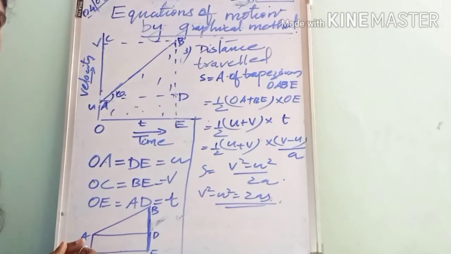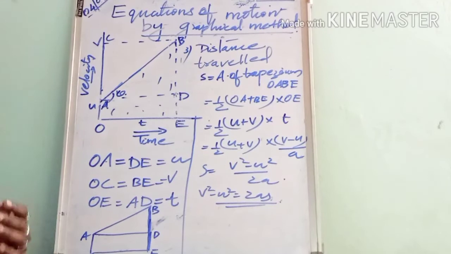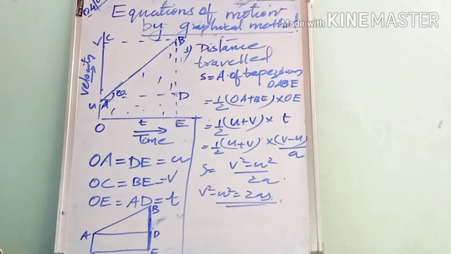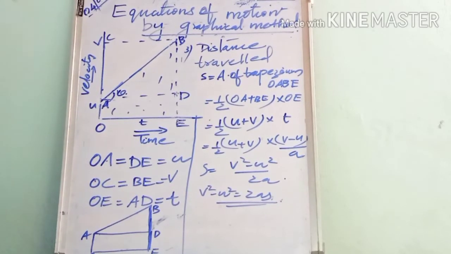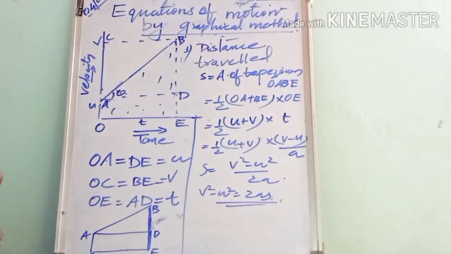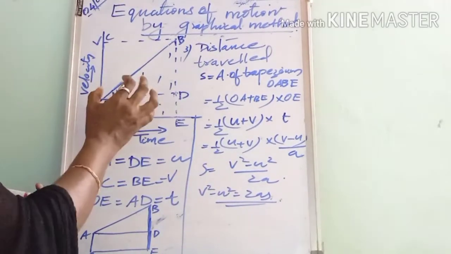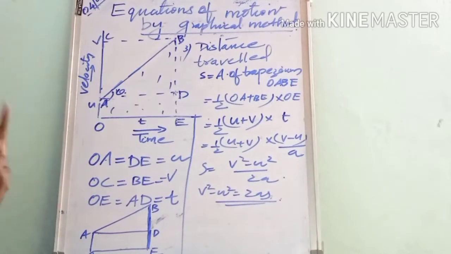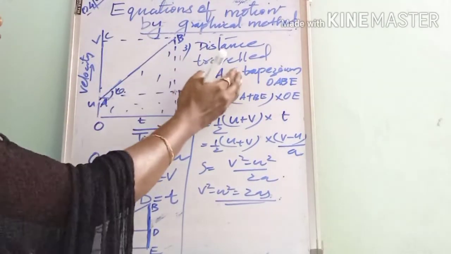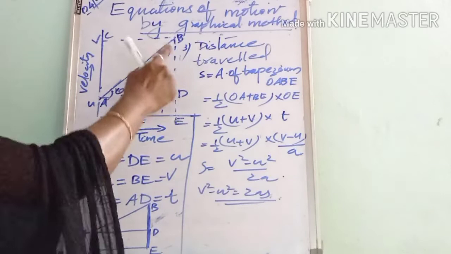Next we are going to derive the third relation, the position velocity relation: V square minus U square equal to 2AS. Here also we are considering the distance travelled by the object, which is equal to the area under the velocity time graph, that is the trapezium OABE.